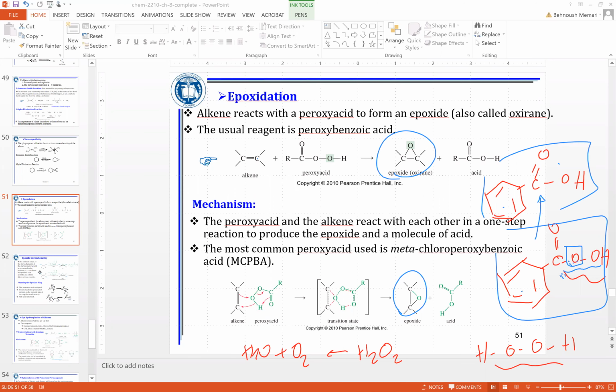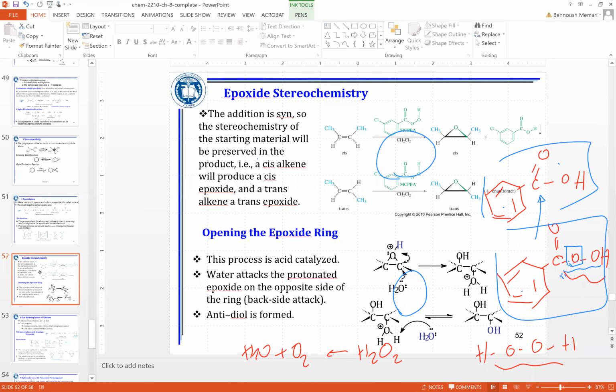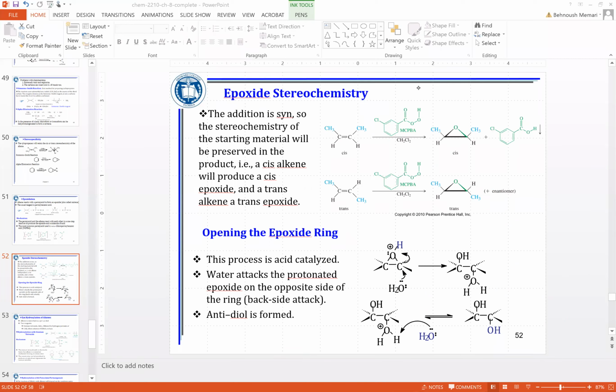I don't spend too much time on the mechanism for formation of the epoxide. So you don't have to worry about the formation of the epoxide, but for ring opening of the epoxide, we are going to spend more time. And you need to know specifically which carbon is going to take the nucleophile. Okay, so formation of the epoxide, what type of product are you going to get?